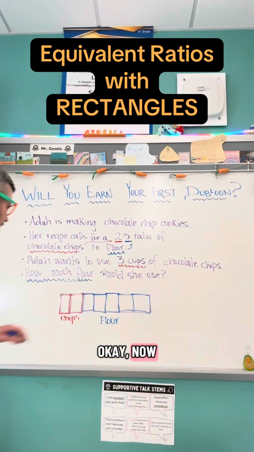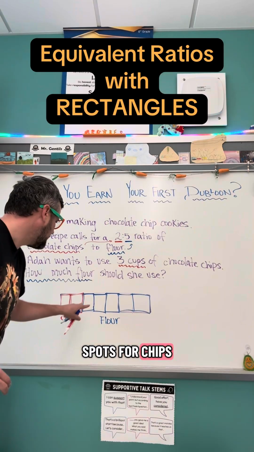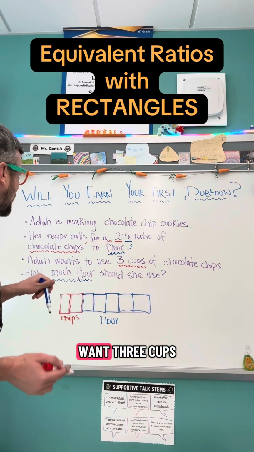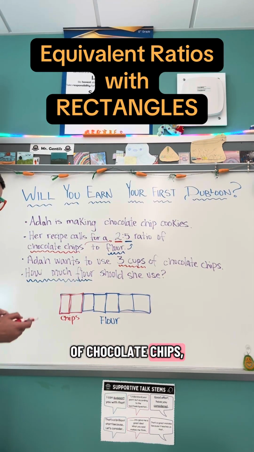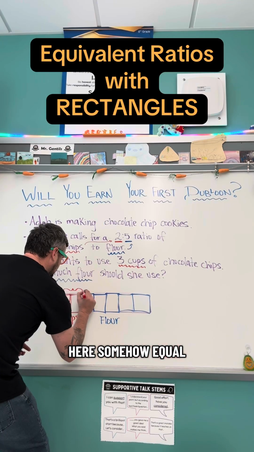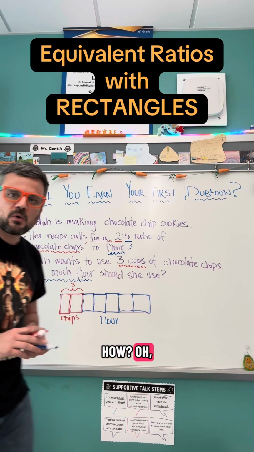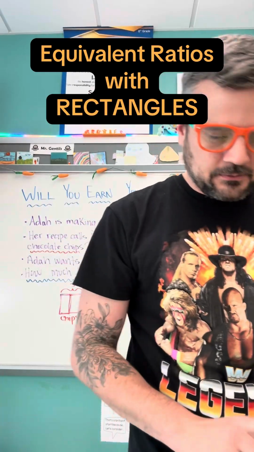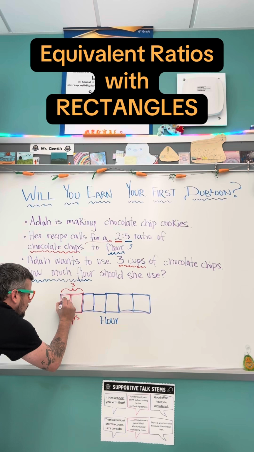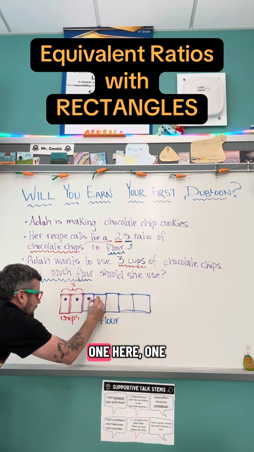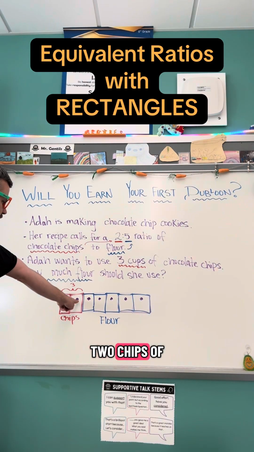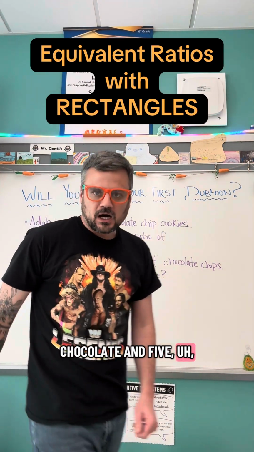Okay, now, there are 2 spots for chips, and 1, 2, 3, 4, 5 spots for flour. But we want 3 cups of chocolate chips. So that means we need to make this value here somehow equal to 3. How can I do that? Well, I'm going to try adding a dot to each box and seeing what happens. If I put 1 here, 1 here, 1 here, 1 here, 1 here, 1 here, and 1 here, then I have used 2 chips of chocolate and 5 flours.